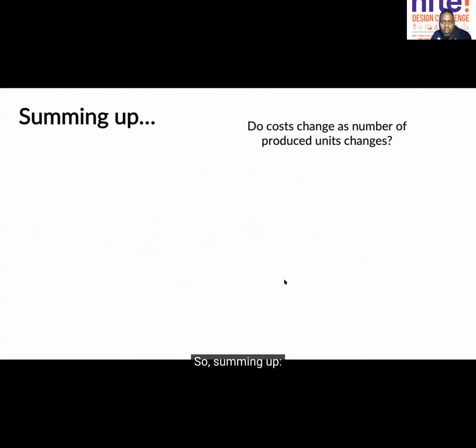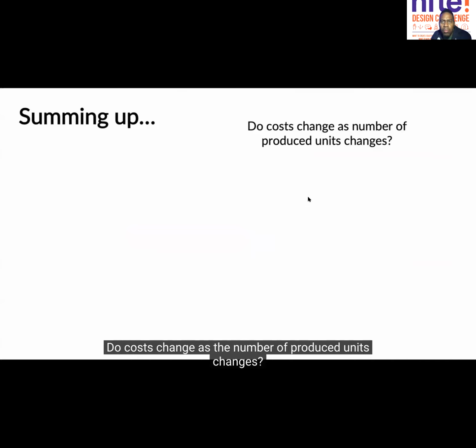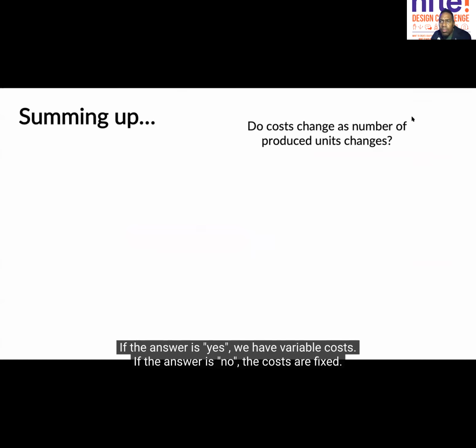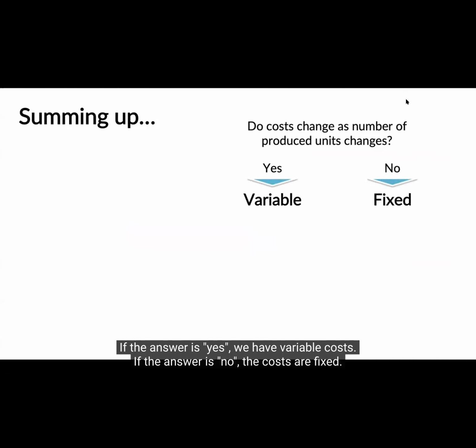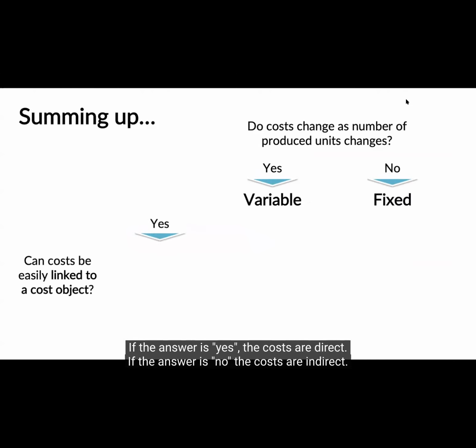So, summing up, the first thing we need to do to understand our cost structure is to ask the question, do costs change as the number of produced units changes? If the answer is yes, we have variable costs. If the answer is no, the costs are fixed. And the second question we would need to ask is, can costs be easily linked to a cost object? If the answer is yes, the costs are direct. If the answer is no, the costs are indirect.